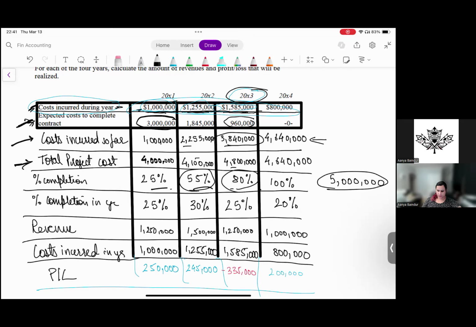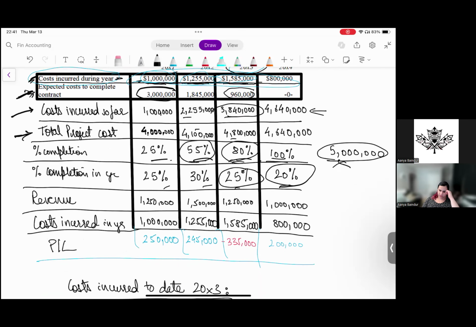Then to that, we add the expected project costs, and that tells us how much the project is going to cost in total. Now that we know how much cost we've incurred so far, and we know how much the project is going to cost us in total, we just divide the two, and that will give us a percent. So for each of the years, we found a percent. Now next, we just have to find out how much percent was completed during that year. So not cumulatively, as we are seeing here, but just for the individual years. So the first one is 25, 30, 25%, or 20%. Now that we know how much percent was completed in the year, we just multiply these figures by the 5 million, which is the revenue.